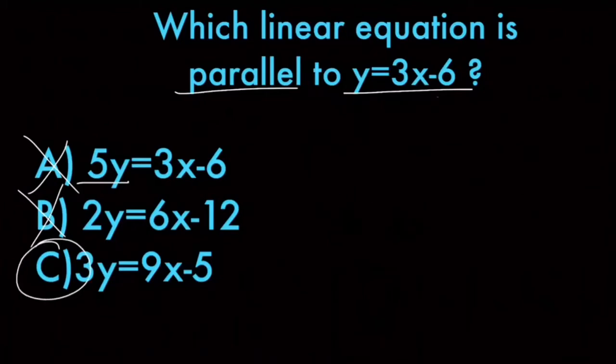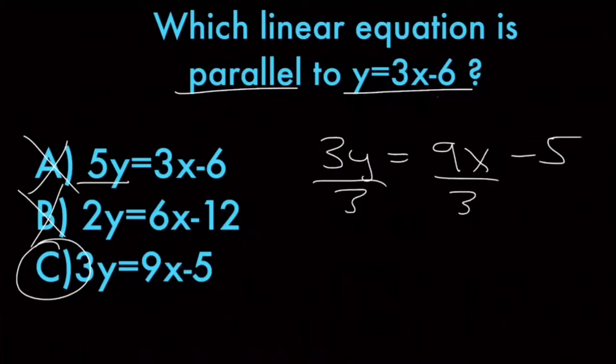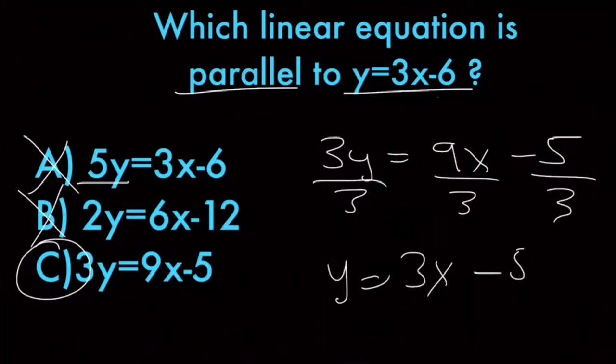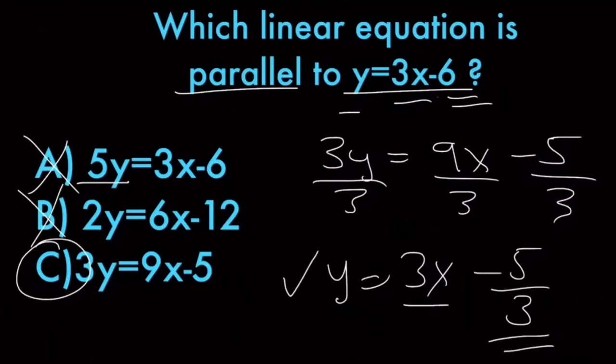But let's just prove that this is indeed parallel to the one they gave us. So 3y equals 9x minus 5. Here we can simplify, getting y alone to equal 3x minus 5/3. So here we found that the two rules applied and make them parallel because the slopes are the same and the y-intercepts are different. So this line is parallel to this line, making C the correct answer.